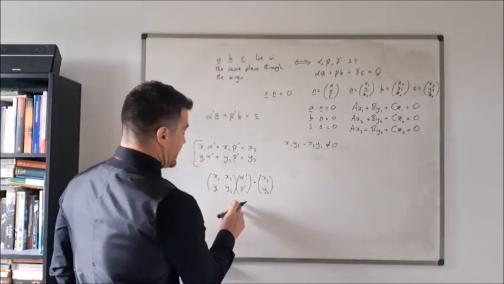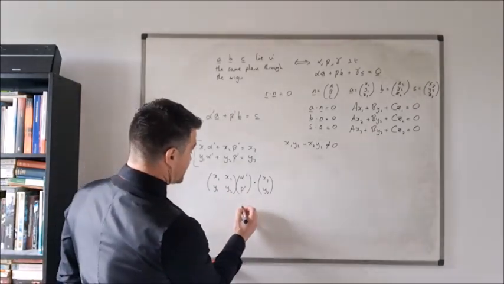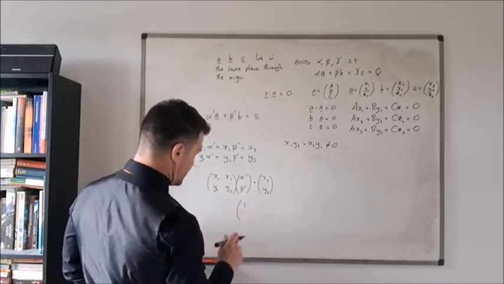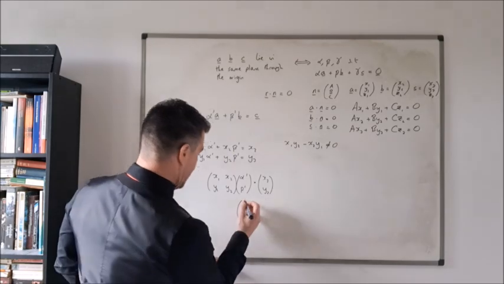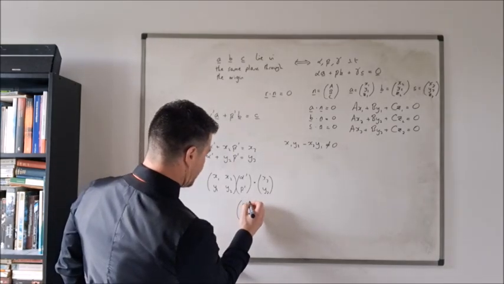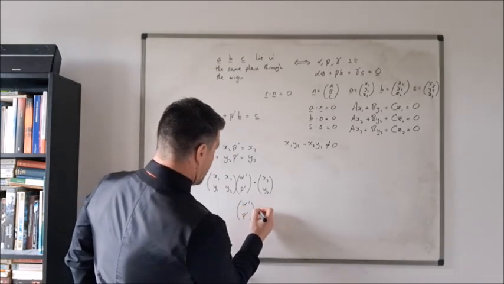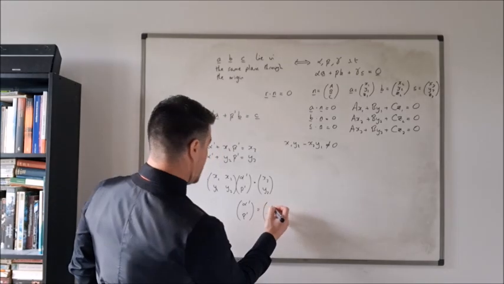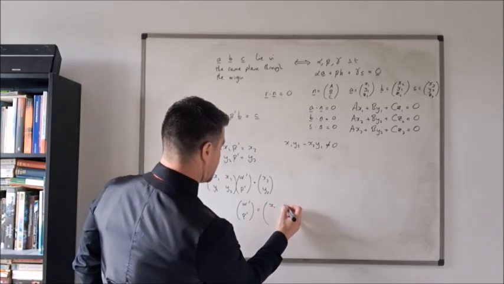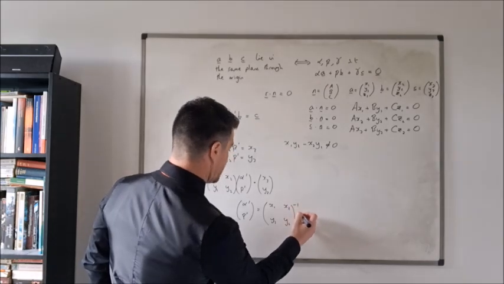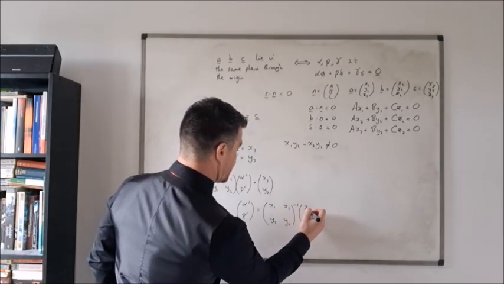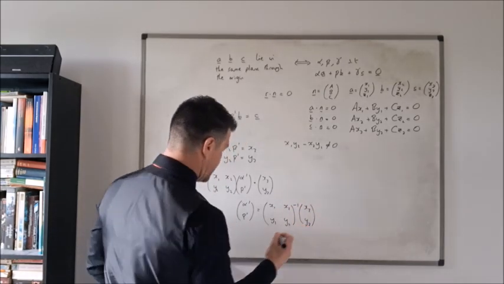So if I find the inverse of this matrix, then alpha prime, beta prime is going to be equal to the inverse of the matrix with rows x1, x2 and y1, y2, times x3, y3.